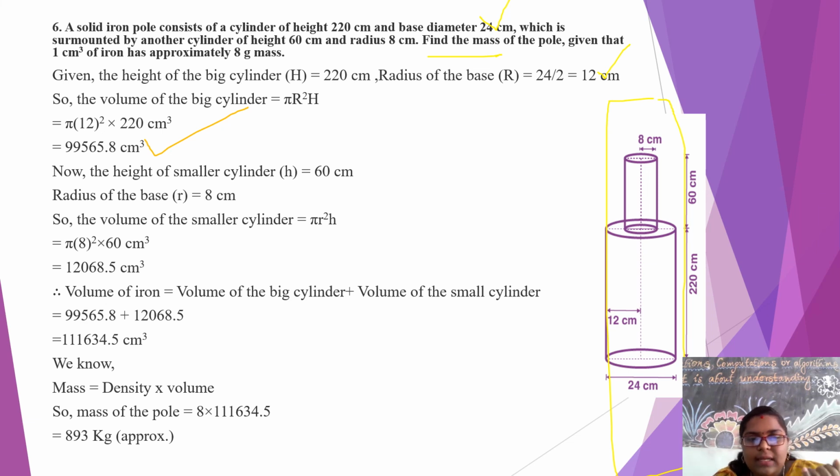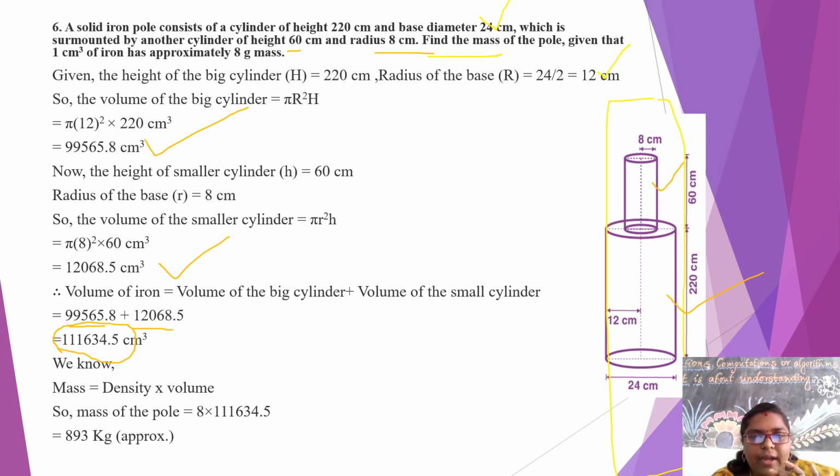Next, for the small cylinder, the height is 60 centimeter and the radius is 8 centimeter, as they have given here. Substituting in pi r square h, we are getting this value. So the volume of iron means the volume of the big cylinder plus the volume of the small cylinder. If you add, this is the volume of that iron.